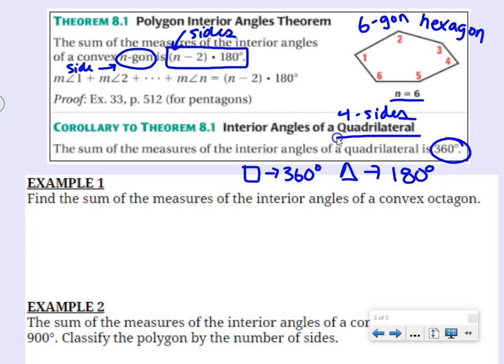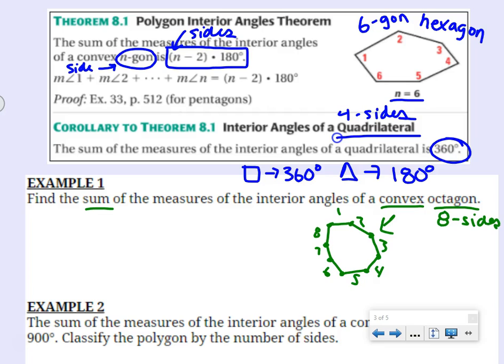So in example 1, we want to find the sum of the measures of the interior angles of a convex octagon. Now convex just means that none of the sides intersect, is really what we're looking for. So here we have a nice 8-sided figure. 1, 2, 3, 4, 5, 6, 7, 8. That's an octagon, 8 sides, and none of the sides overlap.